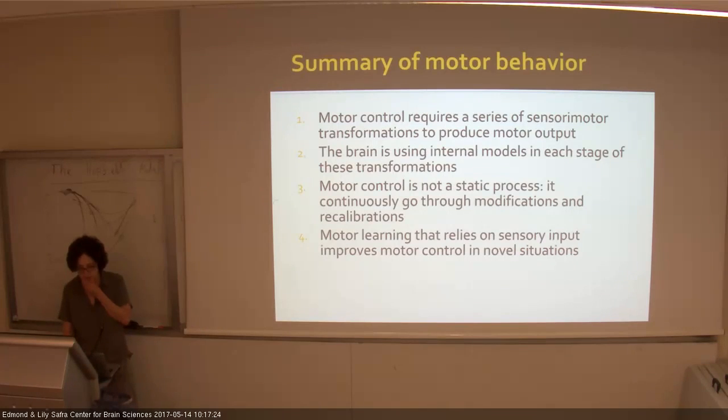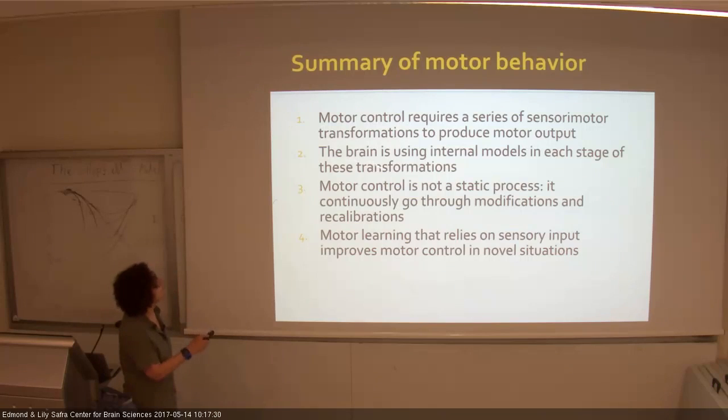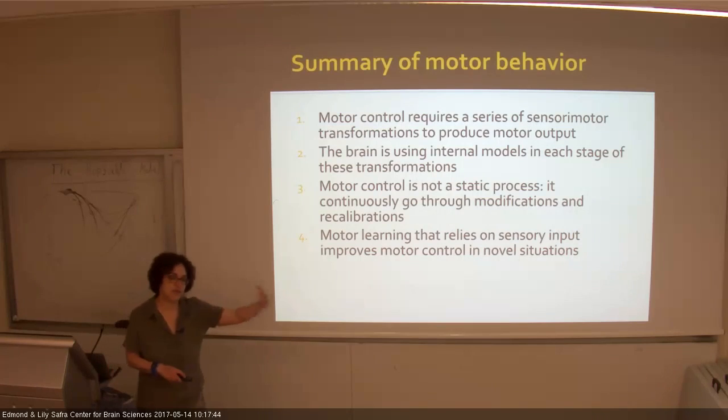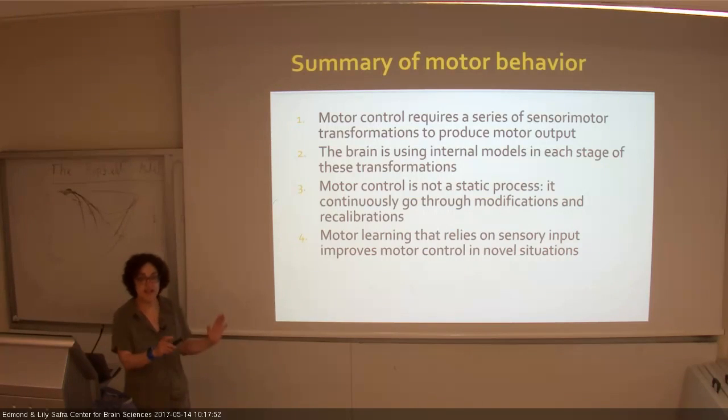Okay, so if I summarize motor behavior, we know that motor control requires a series of sensory motor transformations to produce motor output. The brain is using internal models at each stage of this transformation. We are using internal models for computing forward and inverse kinematics. Motor control is not static. It's not that we reach some plateau and that's it. It's continuously being modified and recalibrated, right? That happens all the time.